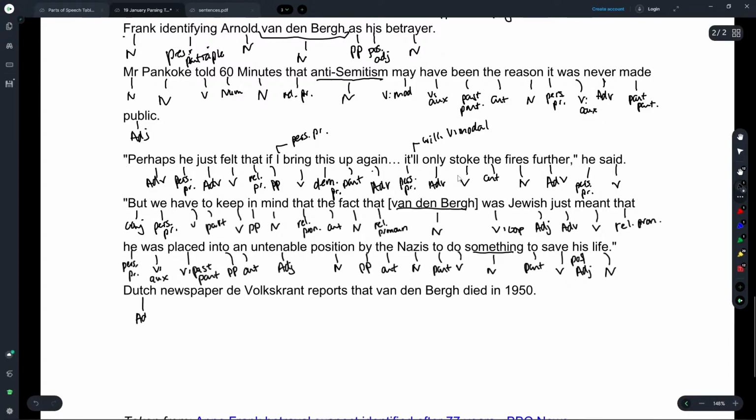Dutch, adjective, newspaper, noun, de Volkskrant, which we'll call a noun as a complete element, reports, verb, that, relative pronoun, Van den Berg, noun, died, which is a verb, of course, in, preposition, 1915, a numeral.